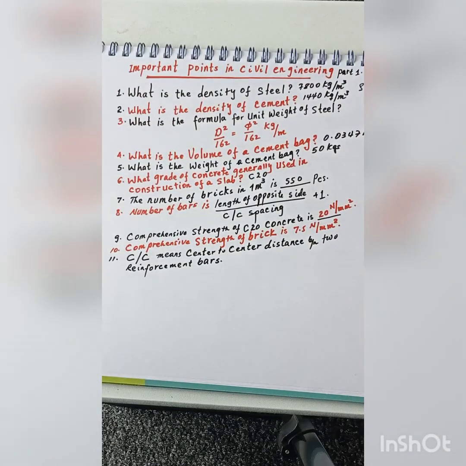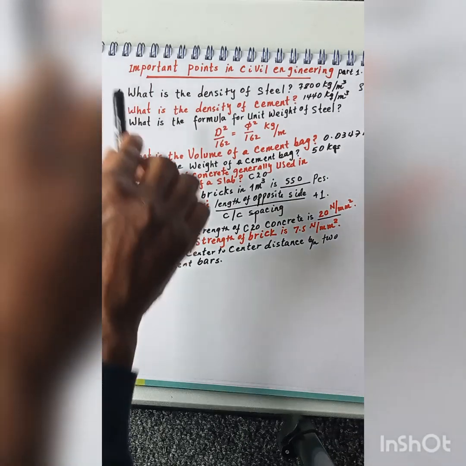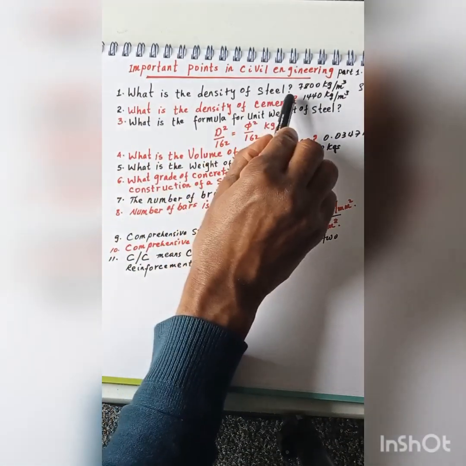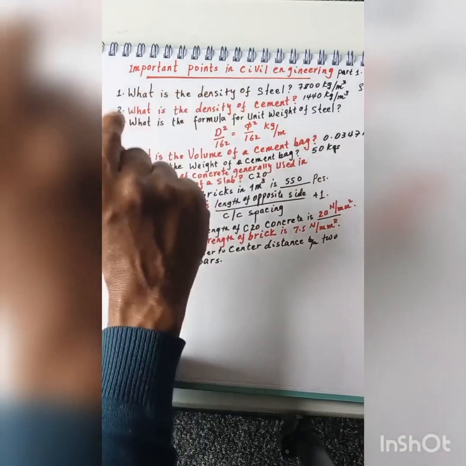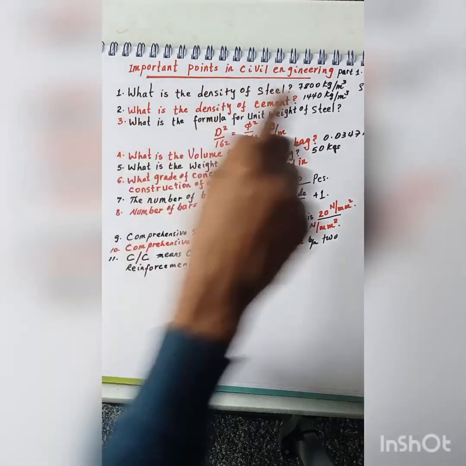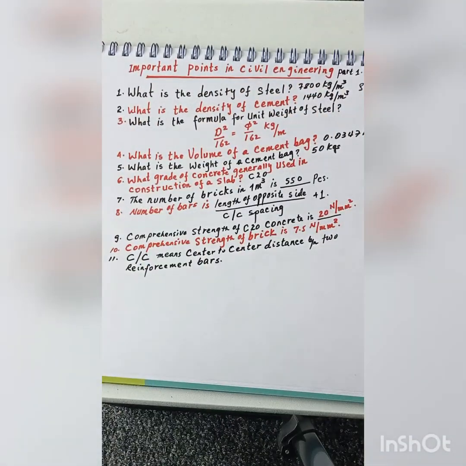Important points in civil engineering, part 1. Number 1, what is the density of steel? The density of steel is 7,800 kilograms per meter cubed.